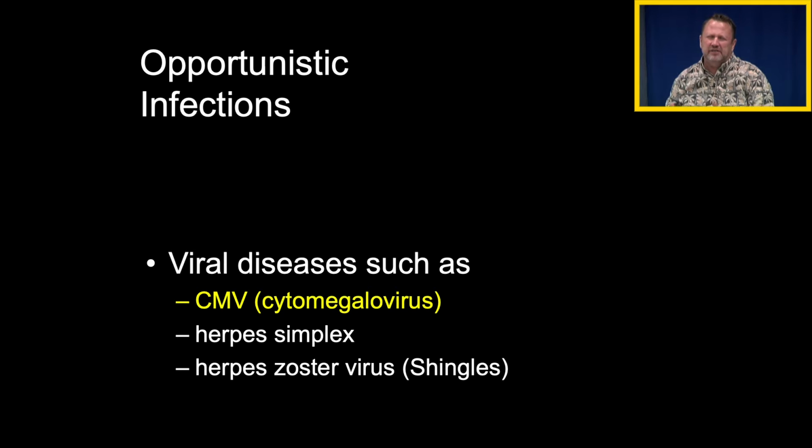And not only the infections, opportunistic infections can include bacteria and protozoa. We need to keep track of the viral diseases as well. Keep in mind the viral diseases as well. Cytomegalovirus, herpes simplex, and herpes zoster virus. And when we have it in kids, it's chicken pox, and then it can reemerge as an adult, and then we'll call those shingles.